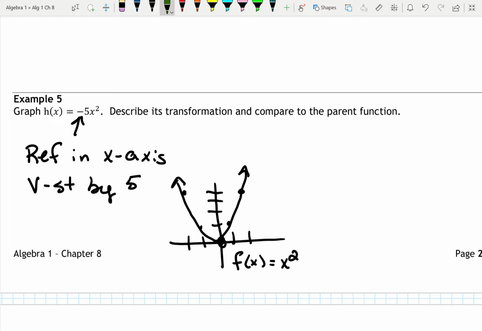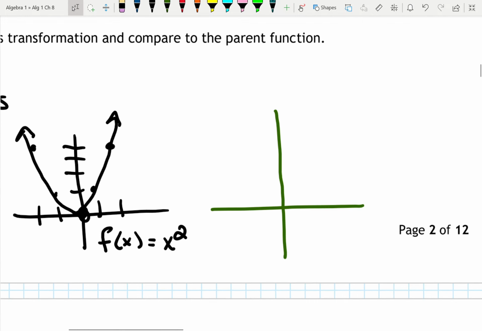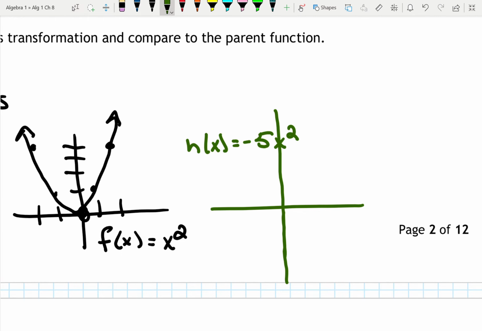And then to the right of it, I'll graph my new graph. This is h of x equals negative 5x squared. So again, the horizontal position of the vertex doesn't change. It stays at 0. But then I use my numbers 1 and 4, and this time I multiply by negative 5. And I get negative 5 and negative 20.